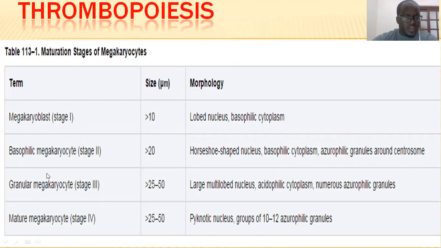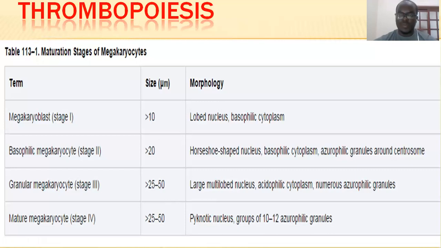Then it will differentiate into the granular megakaryocyte. This is stage three. You can see the size is also increasing, from 20 to 25 to 50. You have a large multi-lobed nucleus, acidophilic cytoplasm, and a lot of azurophilic granules inside it. Then you have the mature megakaryocyte, which is stage four. It's bigger, with a pyknotic nucleus that is now condensed, and a lot of azurophilic granules. This is the one that will start shedding off platelets.